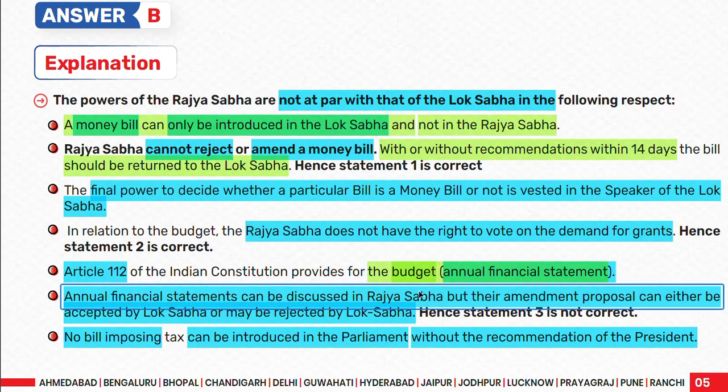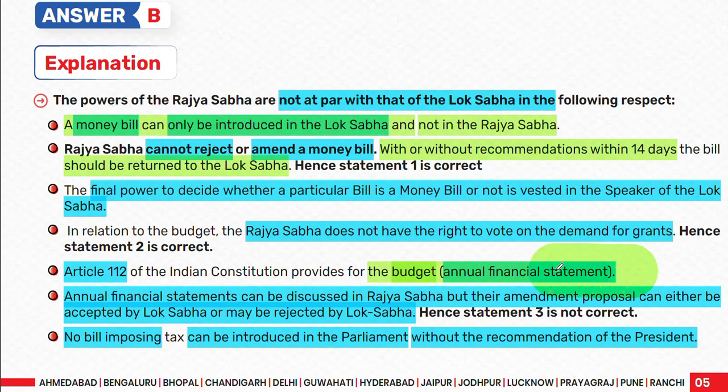What is mentioned in the Constitution is the annual financial statement. You must remember the official name of the budget, that is annual financial statement. This is what is mentioned in Article 112. So this is correct.